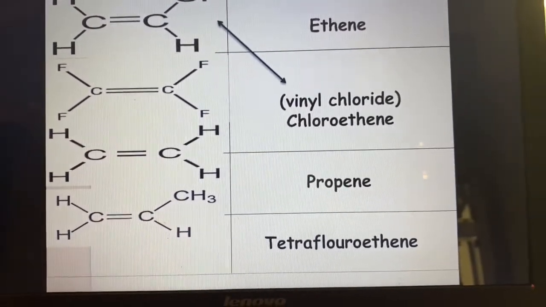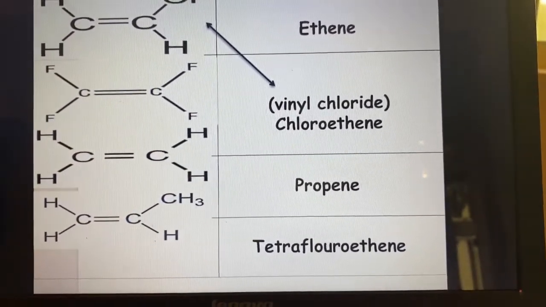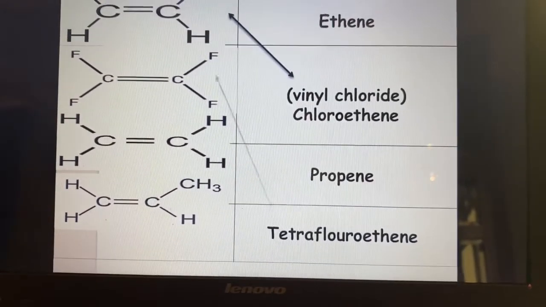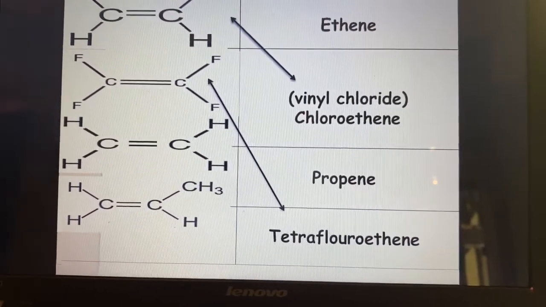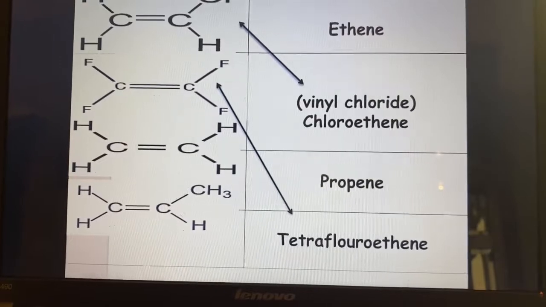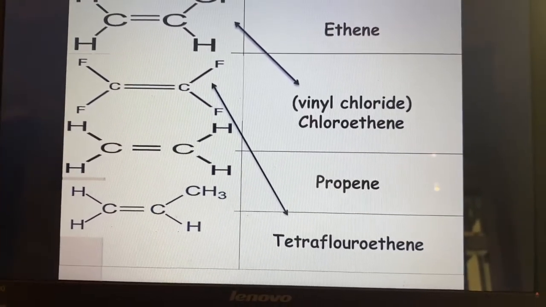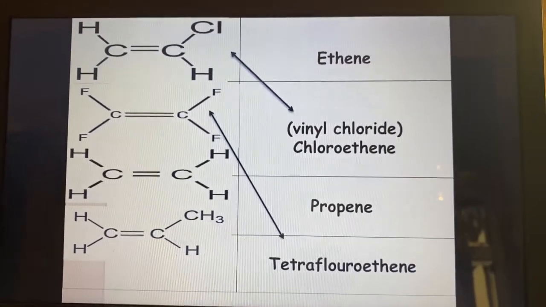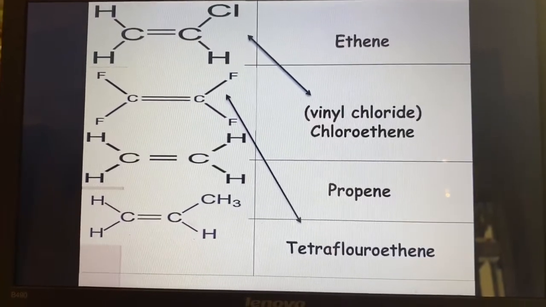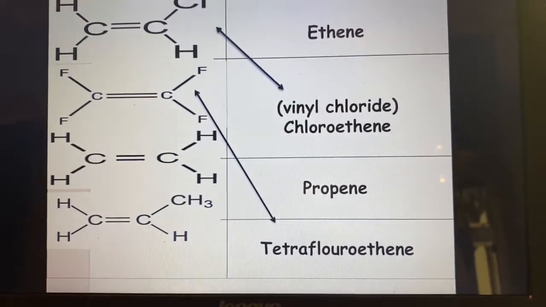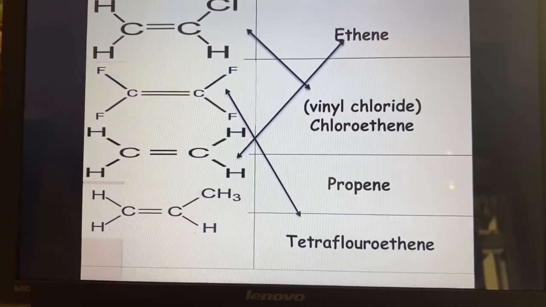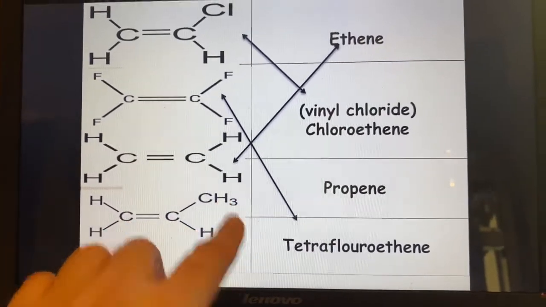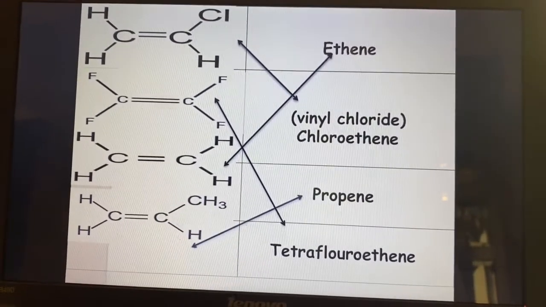Next one, which has 4 fluorine atoms, we will call it tetrafluoroethene. If it is made up into a polymer, we will call it polytetrafluoroethene. The third one, monomer, we call it ethene. And the third one, which has 3 carbon atoms, this is propene.